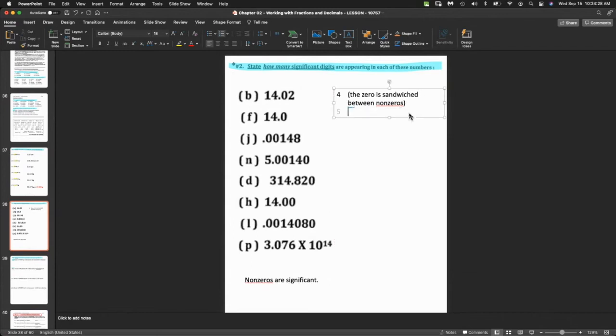What about B? The answer is actually 3. The 0 at the end is that 0 there. It might as well have been a 1. What if it was 14.1? Then you would argue that the 1 is significant. So it's just unlucky that it's a 0, but that's part of the precision of the measurement.